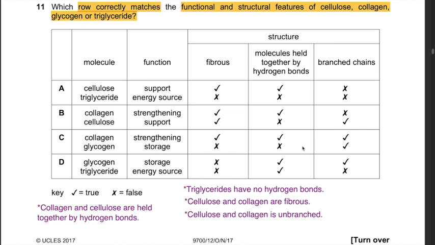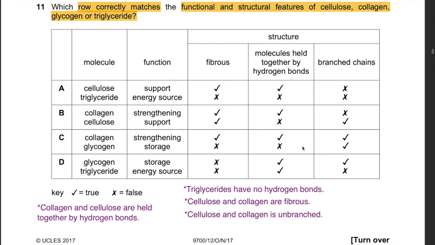And if you look at row A, it does seem to be correct. Cellulose is fibrous, which is correct. Molecules held together by hydrogen bonds is also correct. Branched chain should be false, which is also correct over here. Triglyceride is used as an energy source. Yes, we all know that because it can be stored in the form of fats, which is another energy source. Triglyceride is not fibrous. That is also correct. Molecules held together by hydrogen bonds, there is a false over here. That means that is also correct because triglycerides have no hydrogen bonds. And there is another false under branched chains because triglycerides are not branched. Hence, row A does seem to be the right answer.